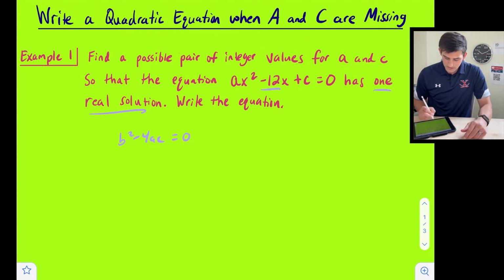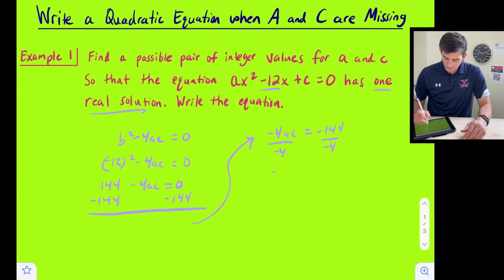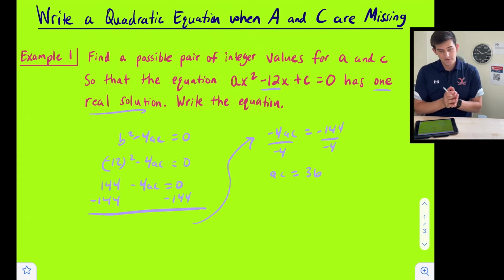So now we know that b is negative 12, so we could plug that in. So negative 12 squared minus 4ac is equal to 0. This would give us 144 minus 4ac is equal to 0. And now let's move this 144 to the other side. So now we have negative 4ac is equal to negative 144. And let's divide both sides by negative 4. So now we get a times c is equal to, and we can do 144 divided by 4, and we get 36.